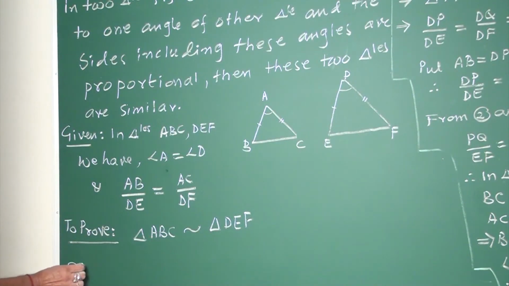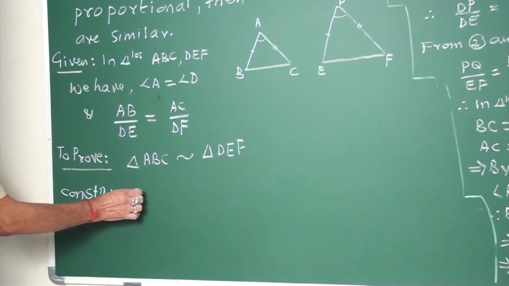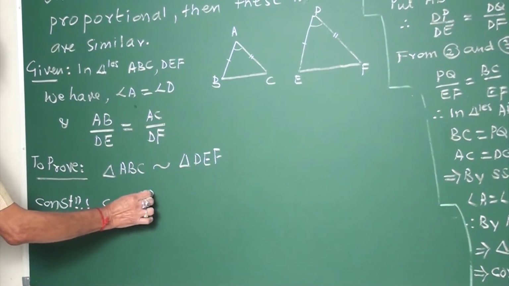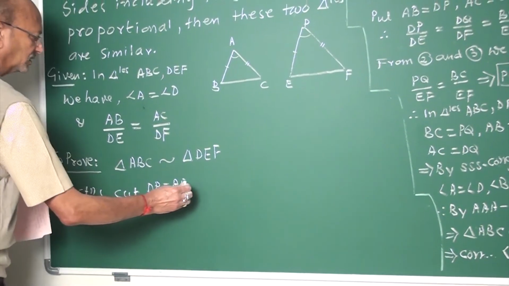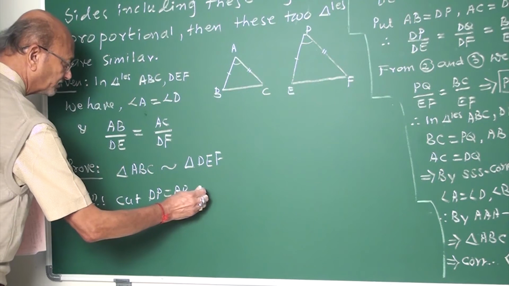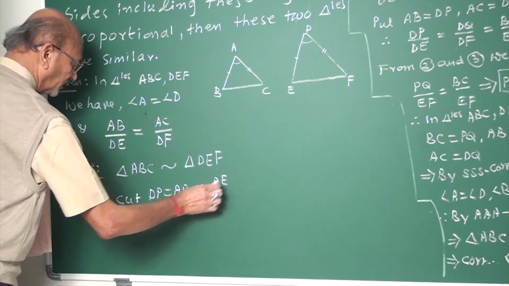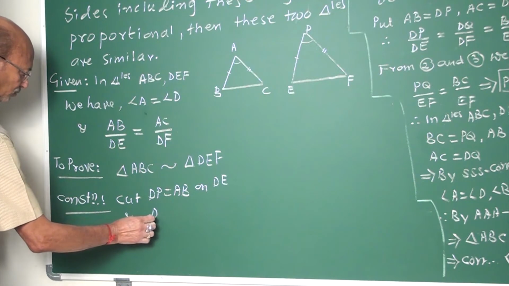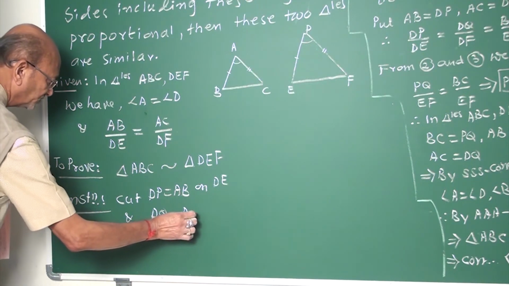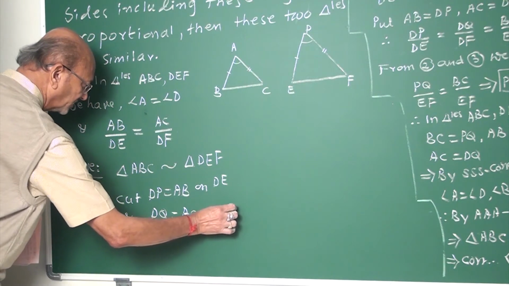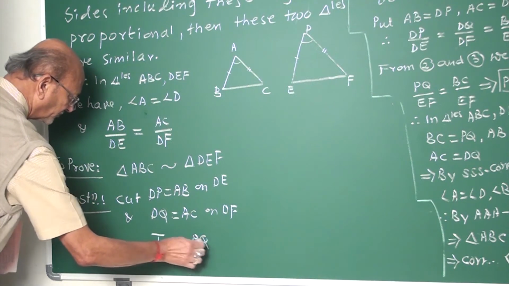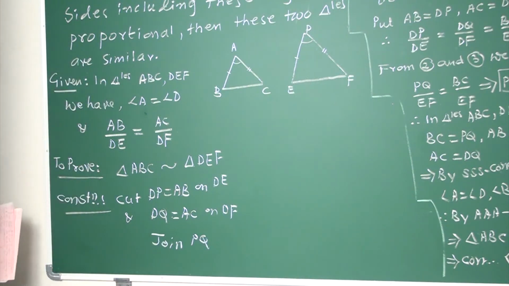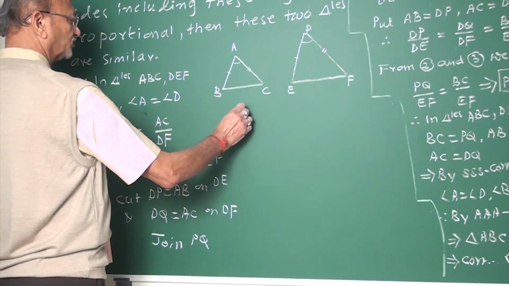Next, construction. Say, my friends, cut DP equal to AB along DE, and DQ equal to AC on DF. Join PQ. Construction is same as in all the theorems. Join PQ. This is construction. Then, my friends, now you want to prove this.